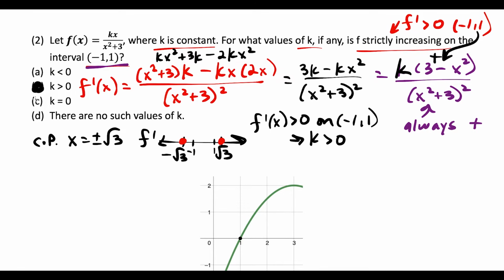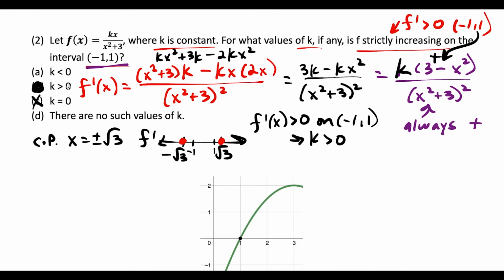Now, k equals 0 is no good because if you plugged in k equals 0, then f prime would just be always equal to 0. So it wouldn't be strictly increasing. And if we plugged in a negative k value, we would have a negative times a positive over a positive, which would be negative, and f prime would be less than 0, so it would be decreasing.